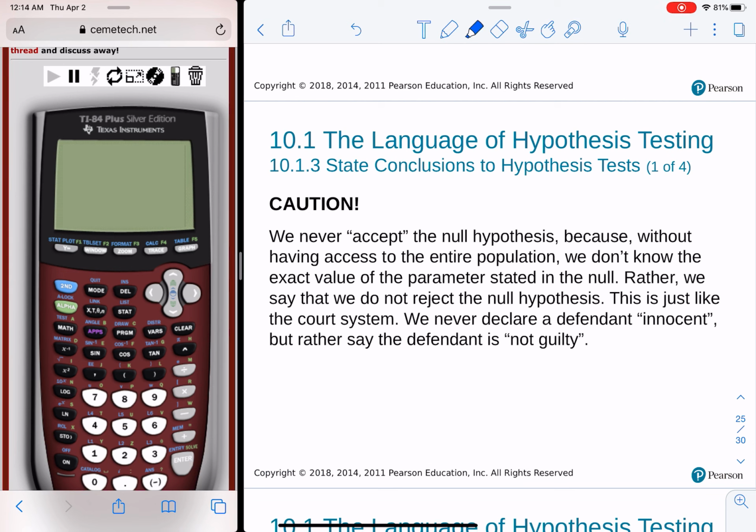Oftentimes students would say, oh, we don't accept the null hypothesis, or they would end up saying, we accept the null hypothesis. In other words, that would simply mean do not reject the null.